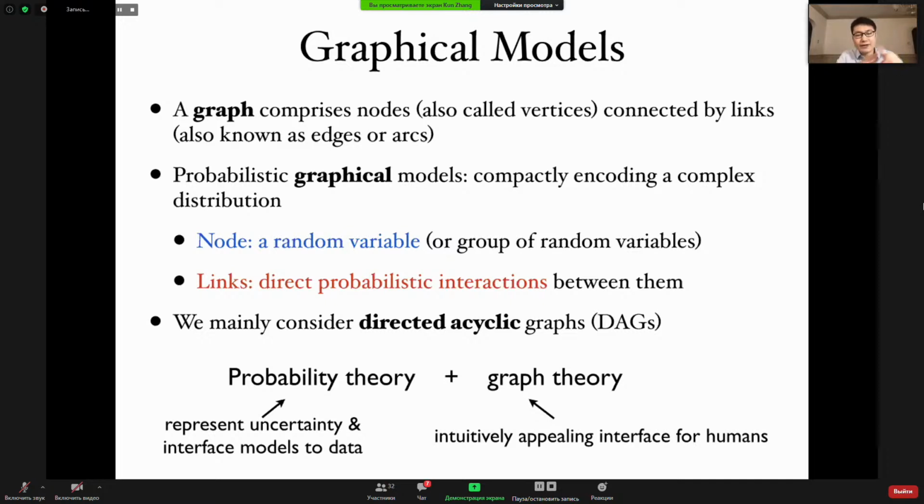So essentially now we just combine two things. One, graph theory, which provides a very intuitive way to see the relationships, and probability theory, which can be used to represent uncertainty in the variables or the relationships. If you combine them, we have a very nice, intuitive way to represent distributions.